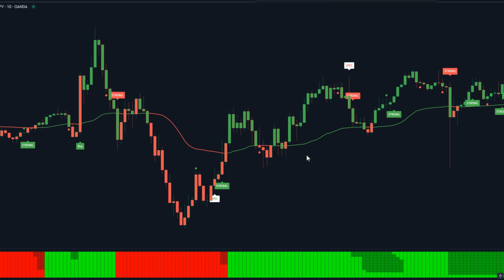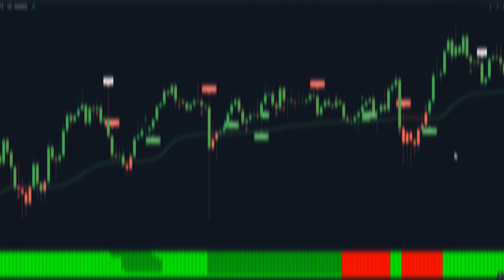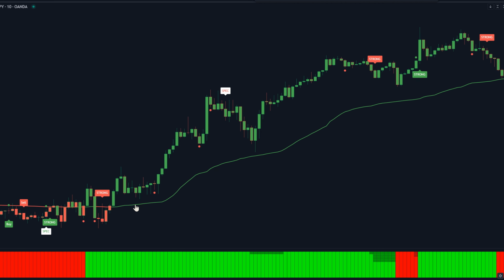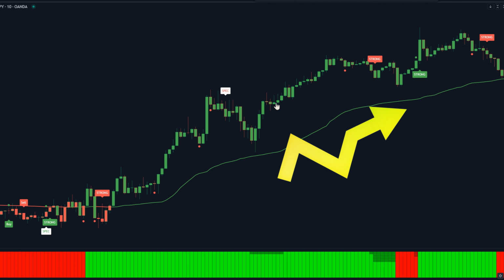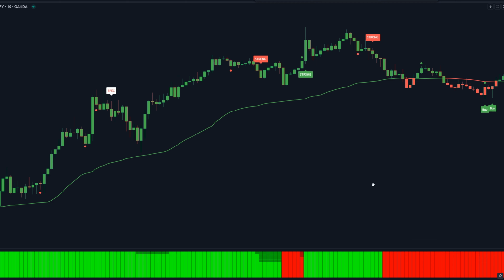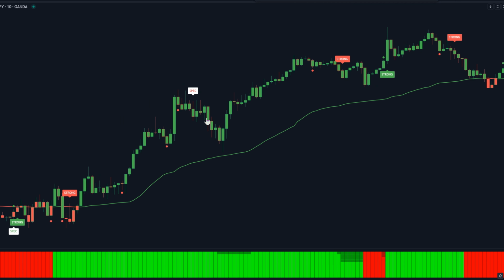Now, the Moving Average Adaptive Q is going to be used for trend identification. When it's colored green and the price is trading above it, this indicates a bullish trend. And as you can see, during the bullish trend, the indicator also changes the bar color to green.